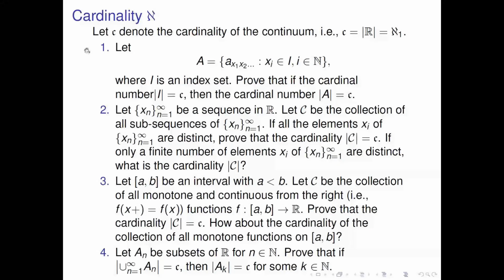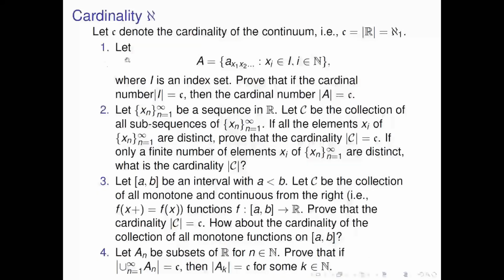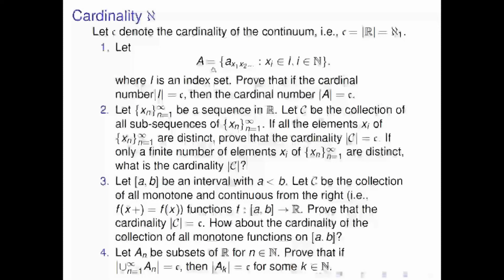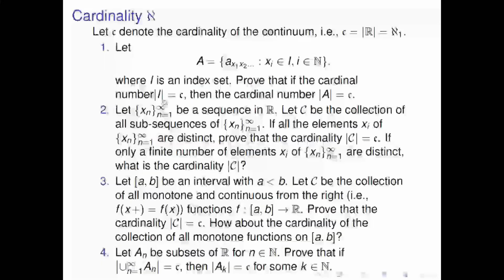Hi, questions in analysis. Let C denote the cardinality of the continuum. Question 1. Let A be the set given by this one, where I is an index set. Prove that if the cardinal number of I is equal to C, then the cardinal number of A is equal to C.